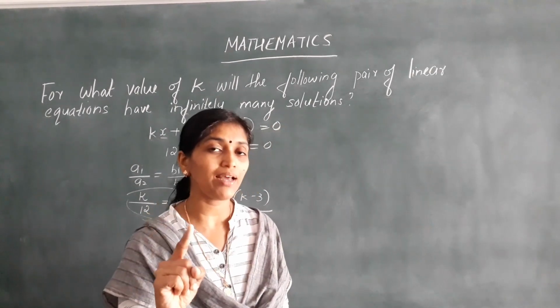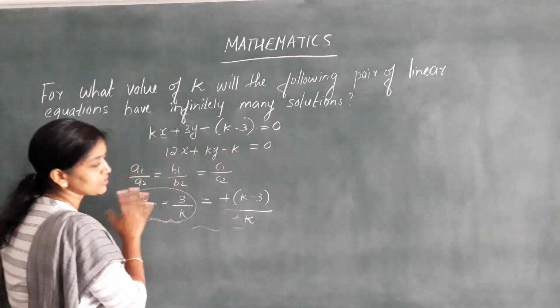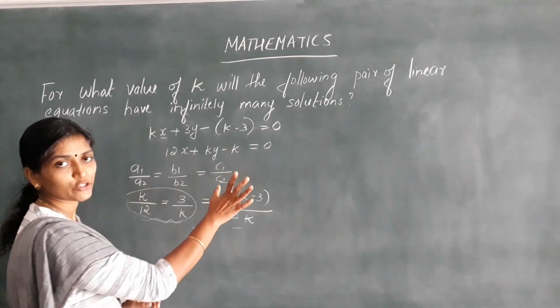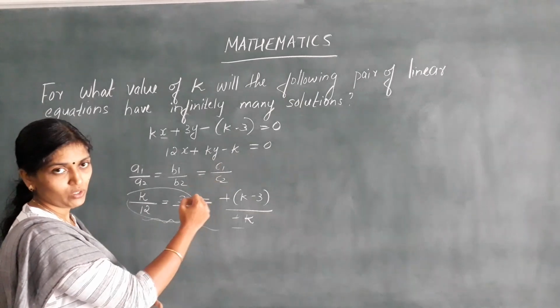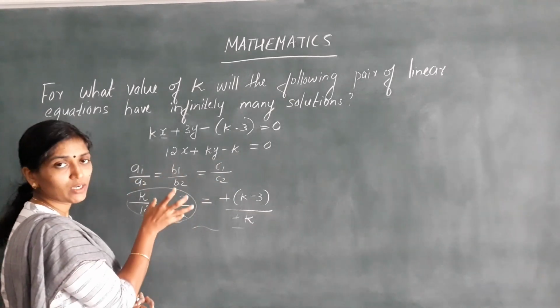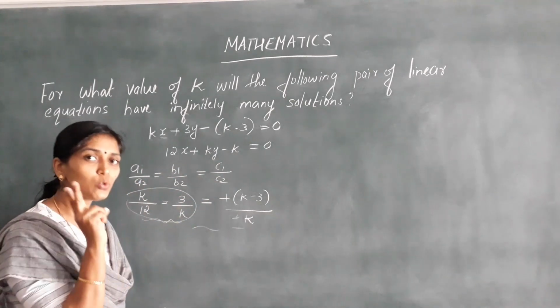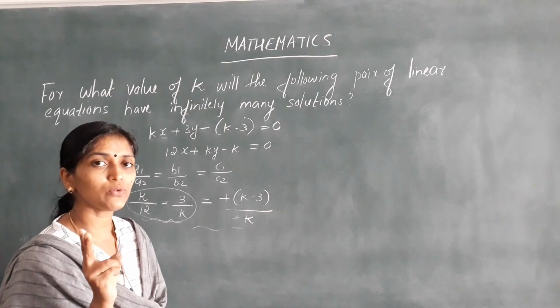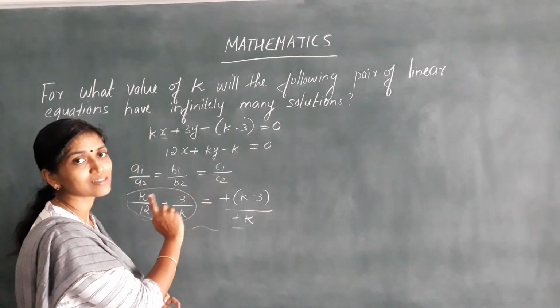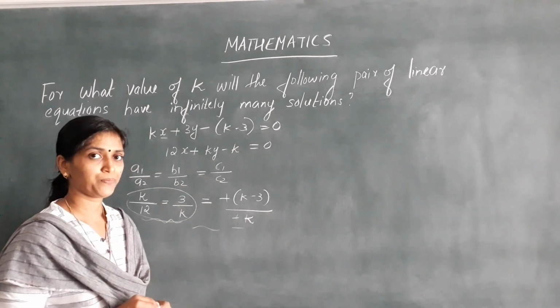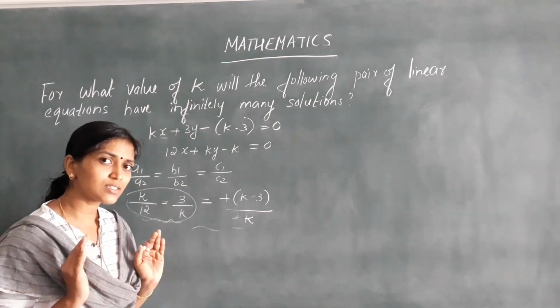You have to get the value of k where it is equal for all these ratios, that is a1 by a2, b1 by b2 and c1 by c2. When you take a1 by a2 and b1 by b2, and if you get two values, you will be confused about which value to take. For that you have to go for the comparison of the next two ratios. Okay, I think it is clear.